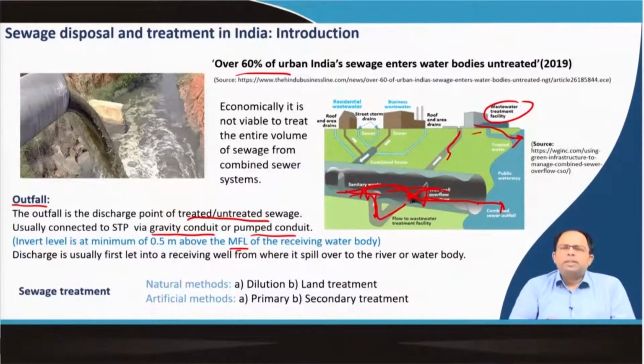But first of all, we need to understand when to adopt a natural method, when to adopt an artificial method, and not only that, what the standards of discharge are. That means once the sewage is treated, how much treatment has to be given to it, and that again depends on the characteristics of the waste. So all these things play a role in determining what kind of sewage treatment we will provide in a particular scenario or context.